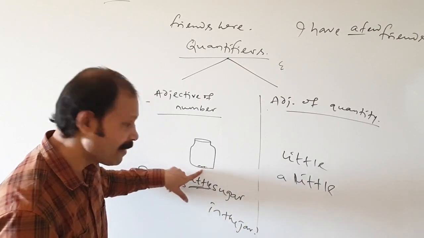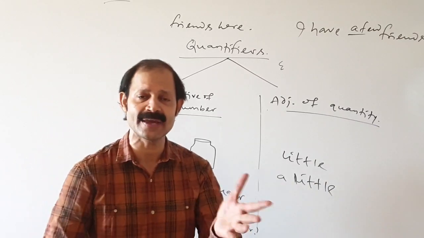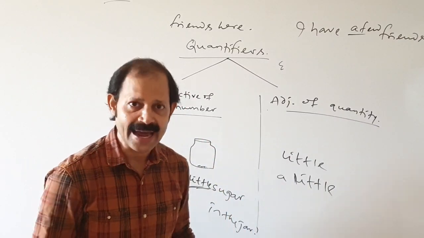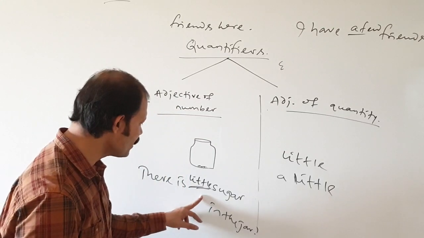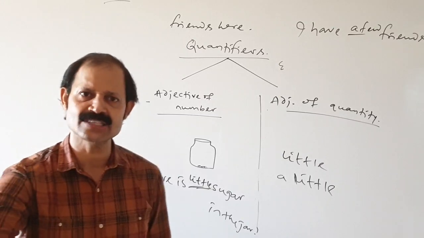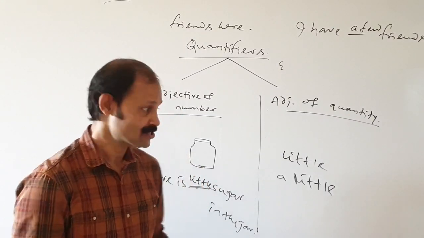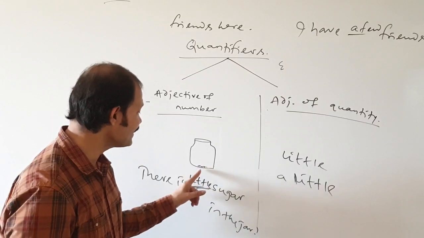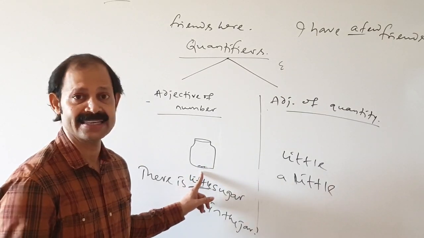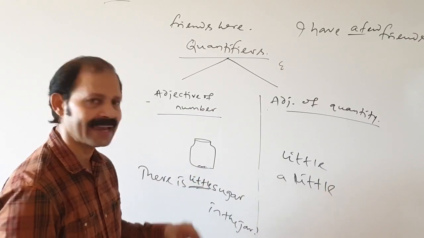The amount of sugar is there in the jar, but it is not sufficient to prepare 12 cups of tea. That's why instead of saying no sugar, she should say little sugar is there in the jar. So go and fetch some in the market so that I can prepare. Things are clear? When you are taking this amount in a positive way, it is a little. When you are taking this amount in a negative way, it is little.